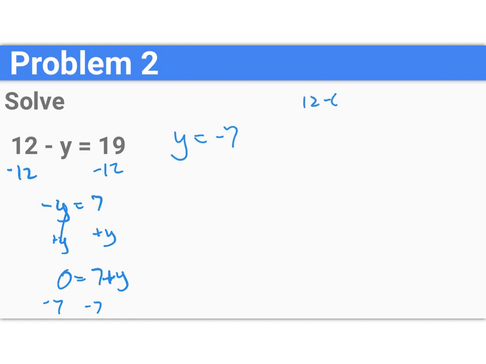12 minus negative 7 equals 19. And we see that two negatives becomes a positive. And we know that 12 plus 7 equals 19. Okay, so that is the end of our lesson for today.